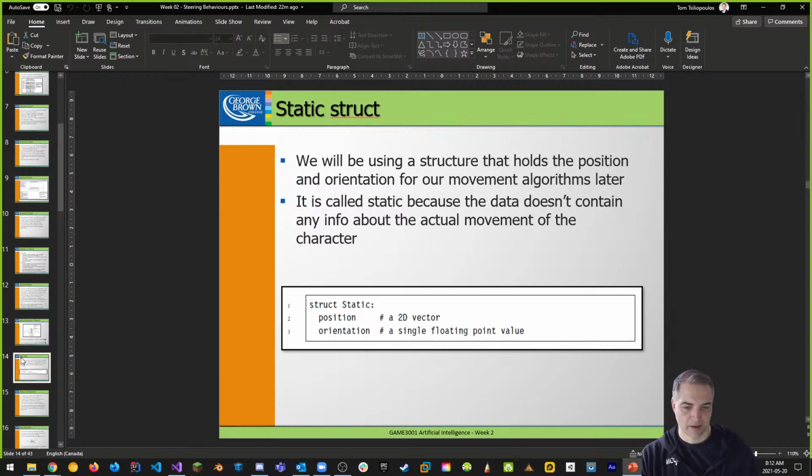A lot of this is in the book that we've referenced. They use something called a static struct that holds the position and orientation of our movement. But we saw last week that we don't use static structs at all. We actually use a component called the transform. And the transform not only holds our position and rotation, but also holds our scale. So that's something that we have in our framework.